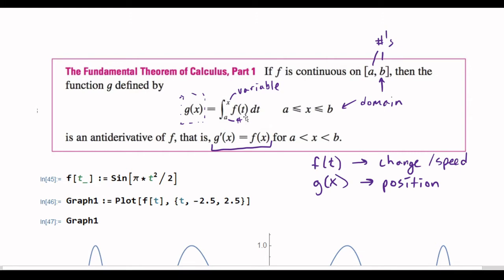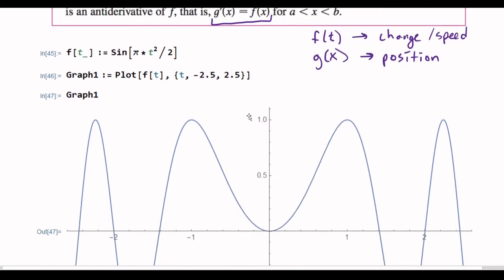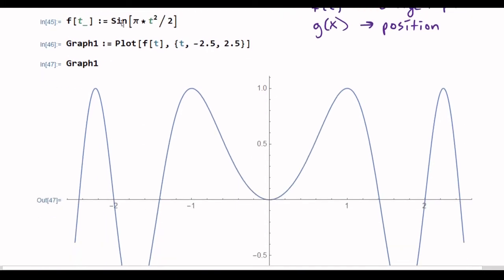So I'm going to start you off with a little crazier example here. Here's the function F of t is sine of pi times t squared over 2. All this is done in Mathematica. You can have the Mathematica notebook. It'll be posted for you to play around with, so you have all that to mess around with.